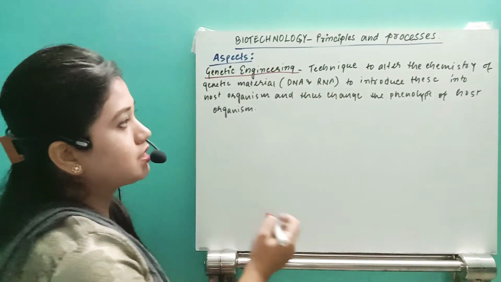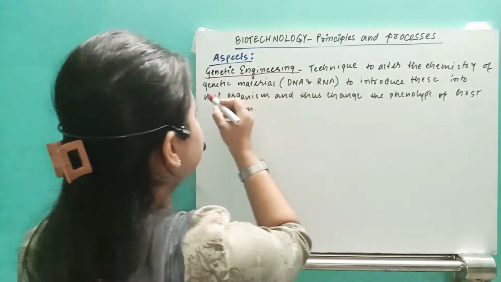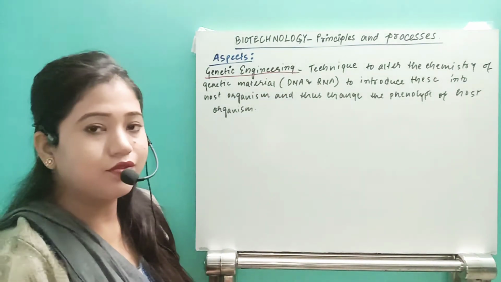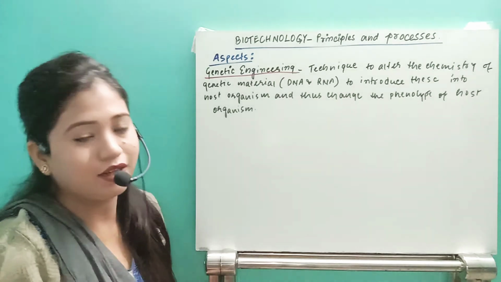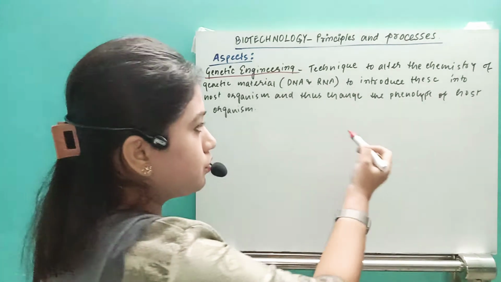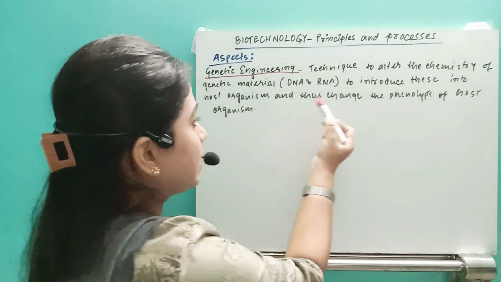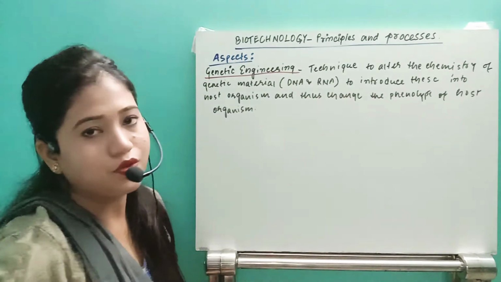Genetic engineering is a technique to alter the chemistry of the genetic material. Genetic material, we know we have two types, one is DNA, another is RNA, to introduce this into the host organism and thus change the phenotype of the host organism.